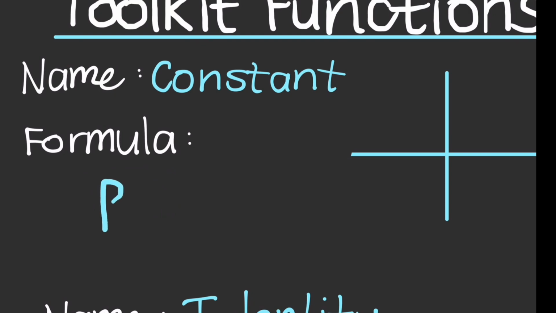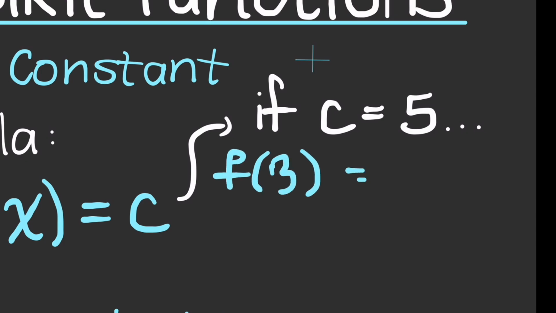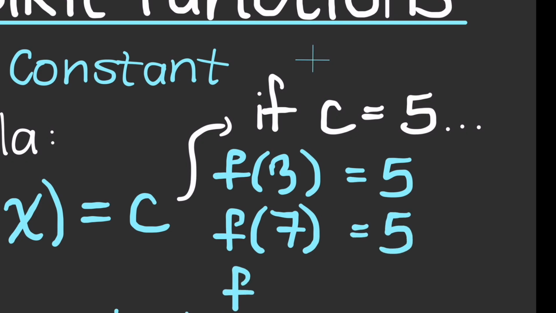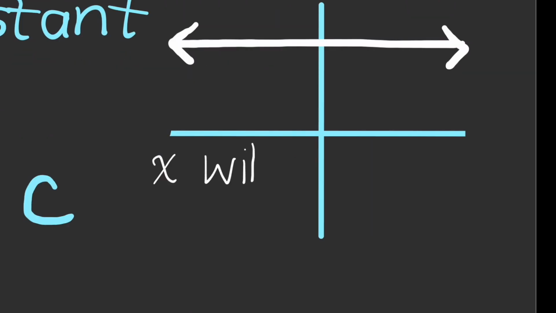So the first Toolkit function is called a constant function, where f of x is equivalent to c. C is the constant, so it stays the same every time. So if, let's say, c is 5, then f of 3 equals 5, f of 7 equals 5, f of even negative 1/2 equals 5, so it stays the same. That's why we're going to have this linear graph, and basically the x values will change, but the y values will always stay the same. That's why it has this linear shape.